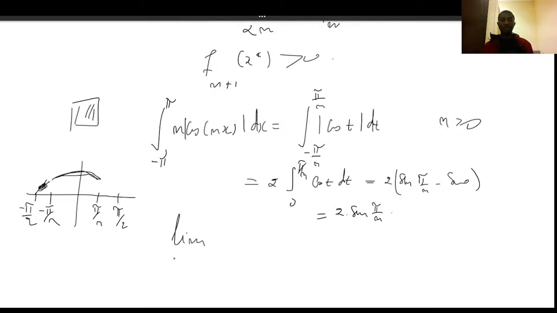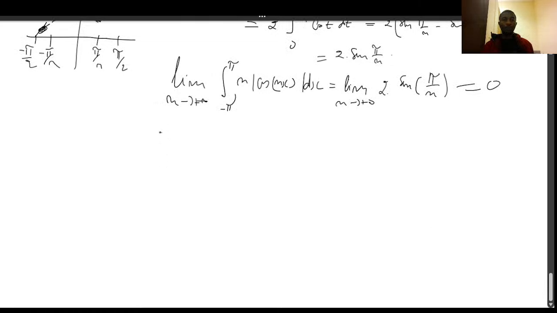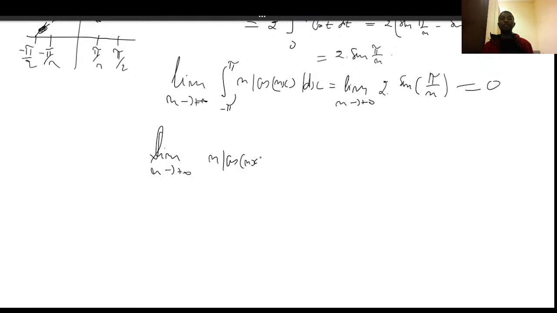So if we compute the limit as n goes to plus infinity of the integral from minus pi to pi of n modulus of cosine of nx dx, it will be the limit as n goes to plus infinity of 2 sine of pi over n, which is 0. Then let us compute the limit as n goes to plus infinity of n modulus of cosine of nx. This limit is plus infinity because this is always positive and bounded, so this will be plus infinity.